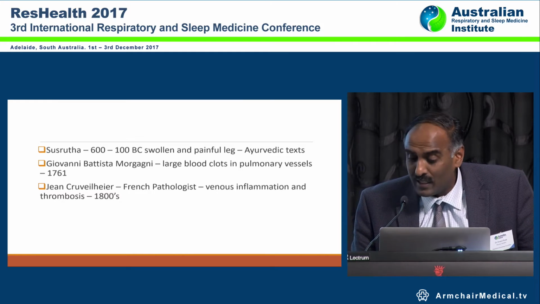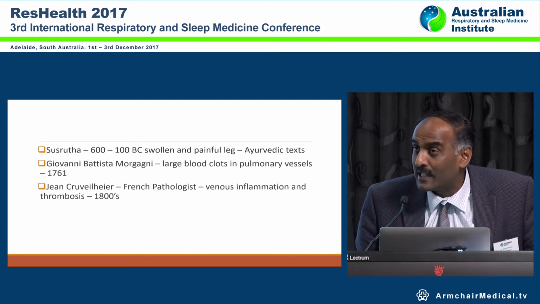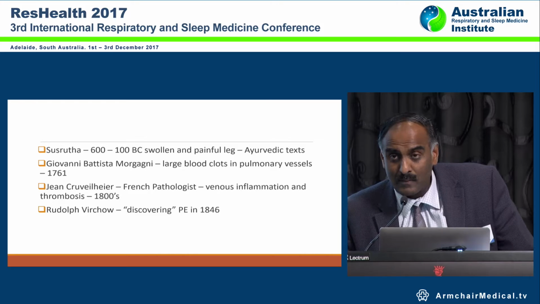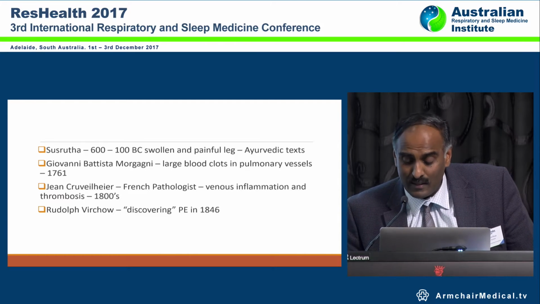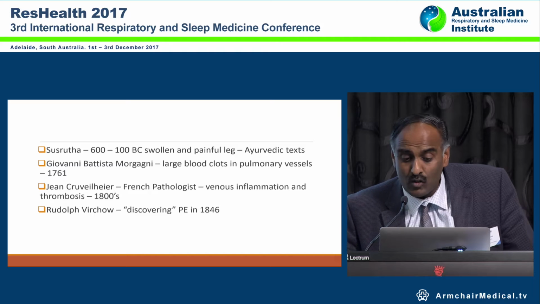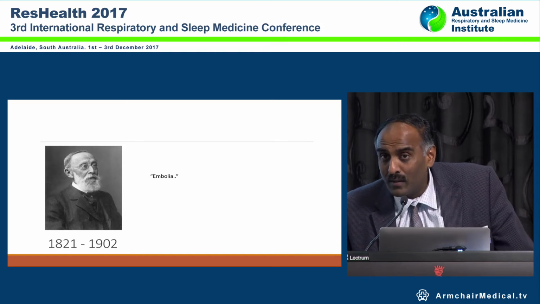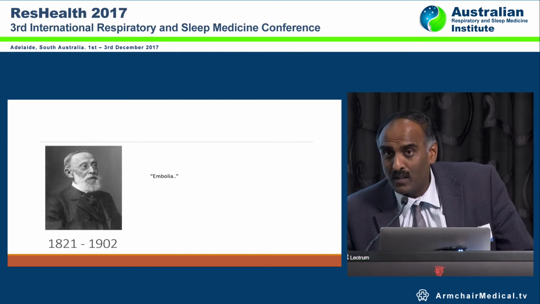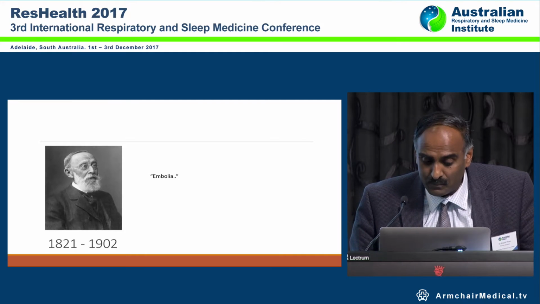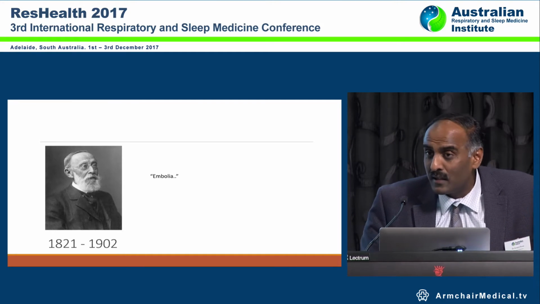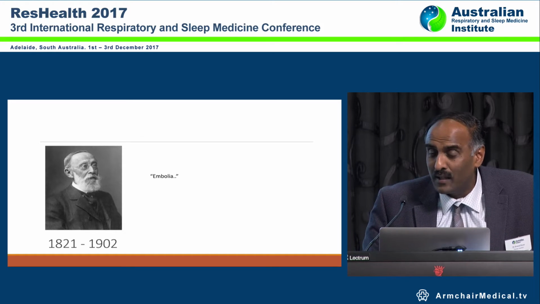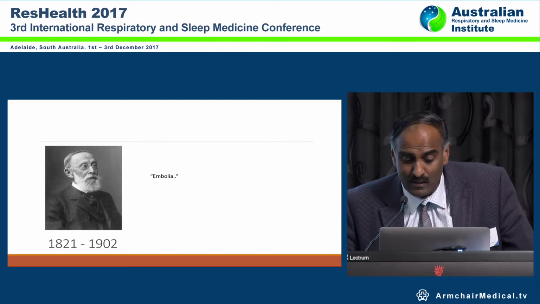Later, French pathologists tied in venous inflammation and thrombosis in the 1800s, followed by Virchow, who could be called the father of pulmonary embolism because he actually labeled the term and described the phenomenon as we know it today in 1846. A brilliant German pathologist actually came up with the concept of embolism. And it's not just a thrombosis, it's actually clot fragments that come from elsewhere. He was interesting because he was a fiercely opinionated man, and he actually delayed the germ theory of Lister and Pasteur because he opposed it tooth and nail.